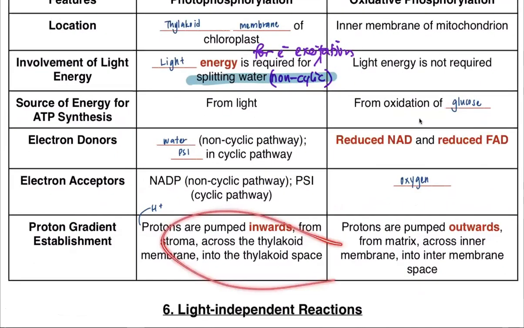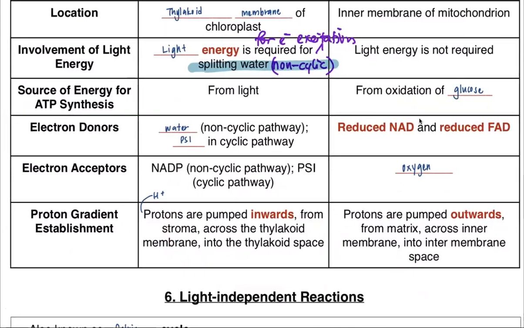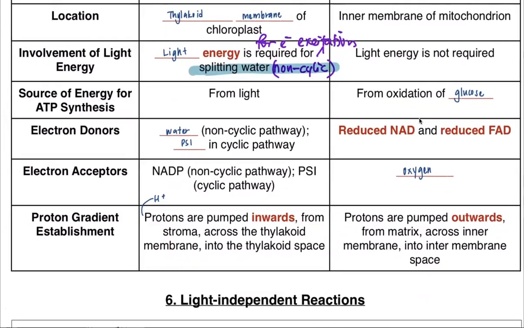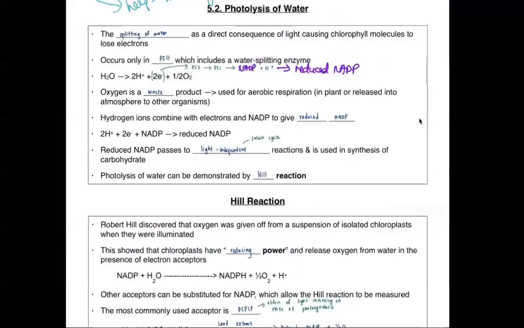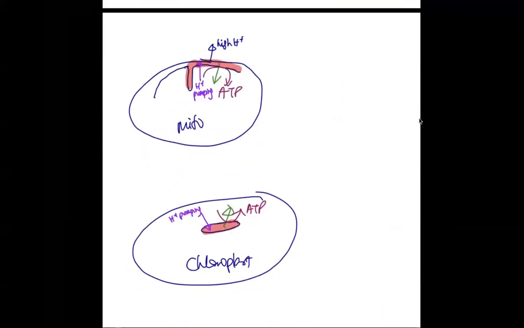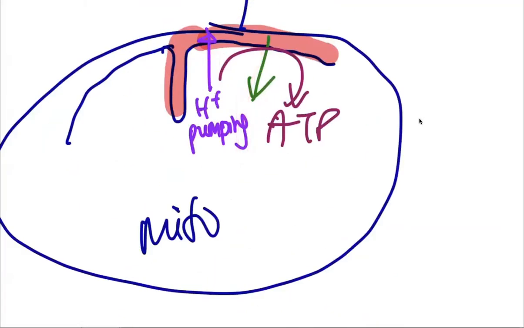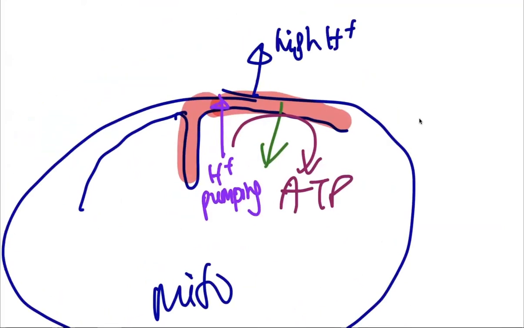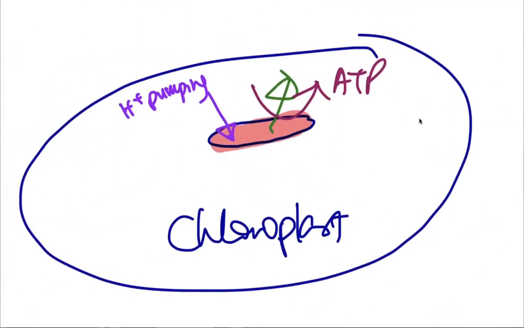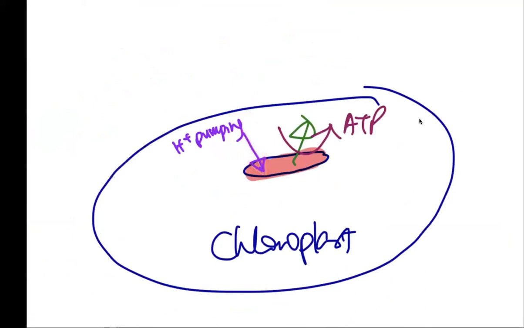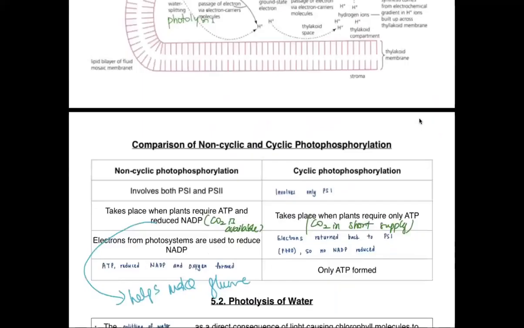This is about the direction of pumping. Here, protons are pumped inwards, as in the diagram I showed you just now. Sorry, in the case of mitochondria, protons are pumped outwards, from the matrix out into the intermembrane space. For the case of chloroplast, they are pumped inwards from the stroma into the thylakoid space. So those are the comparisons.